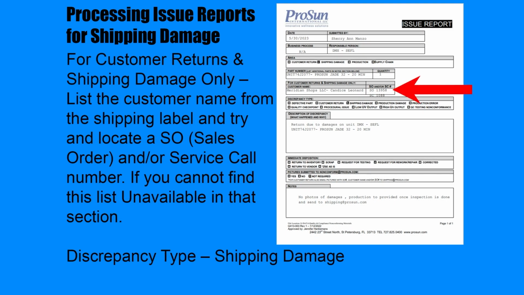In the Customer Returns and Shipping Damage Only section, list the customer name from the shipping label and try and locate an SO and/or service call number. If you cannot find this, list Unavailable in that section. For discrepancy type, select Shipping Damage.